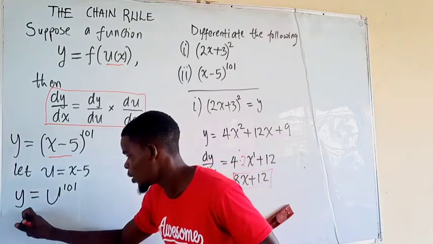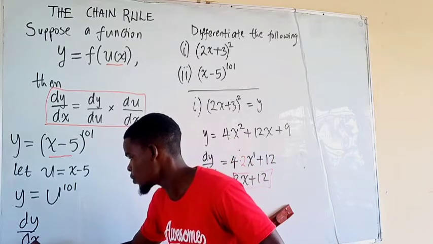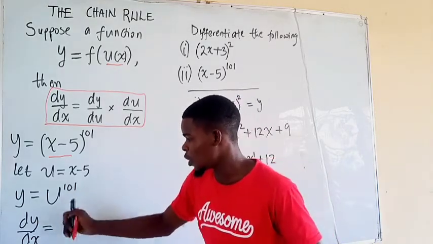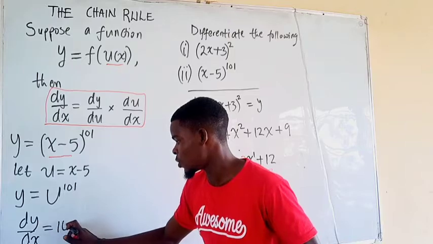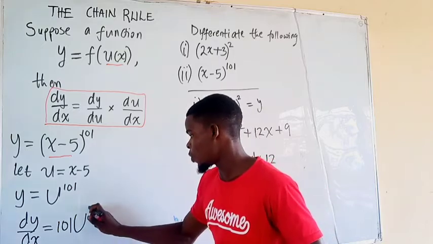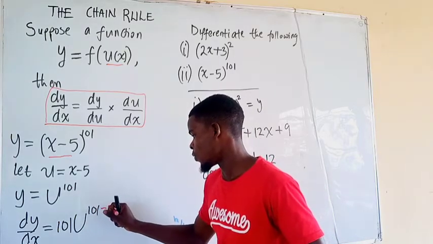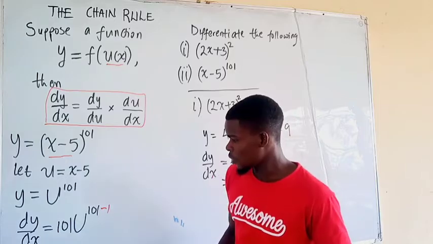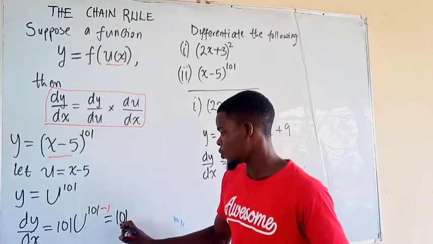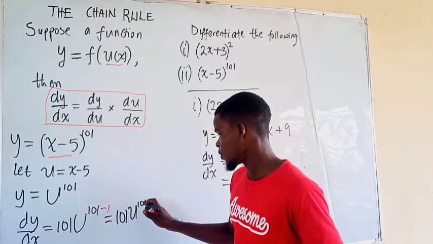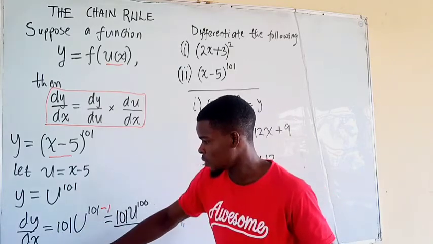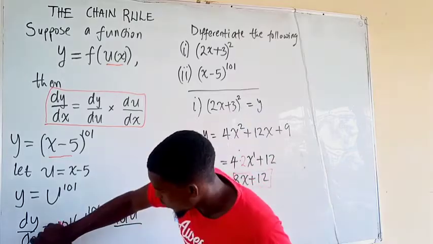So since this is just like considering x to the power n, you bring the whole 101 to the front. Then you put down the u, which is the variable in this case, and then you subtract 1 from 101. So when you do that, you're going to end up with 101, then u to power 100. That is just it. So this right here is the dy du.